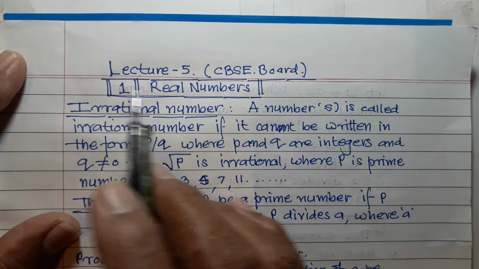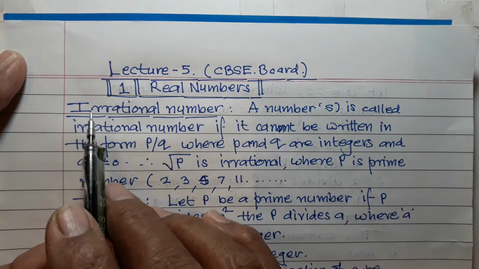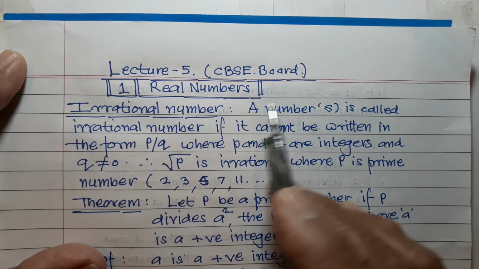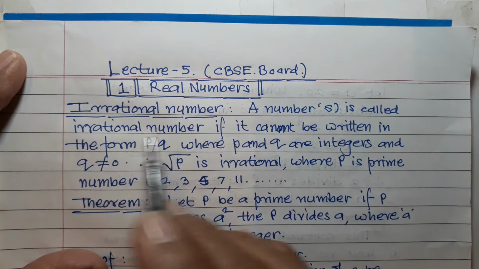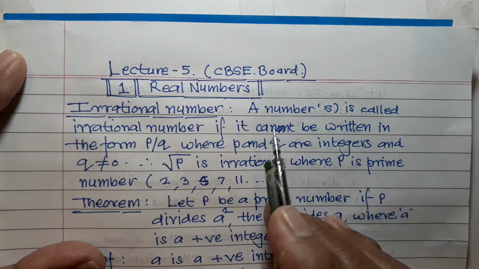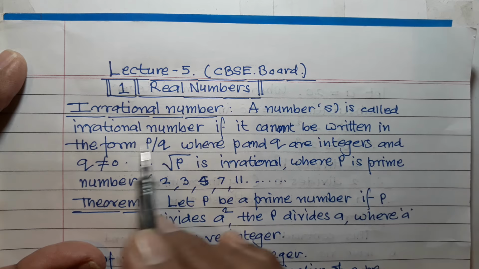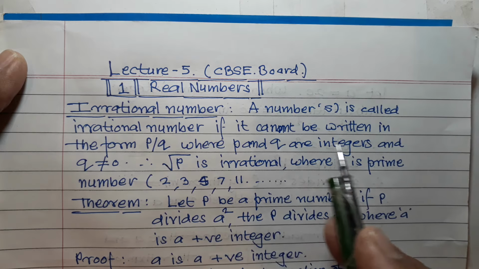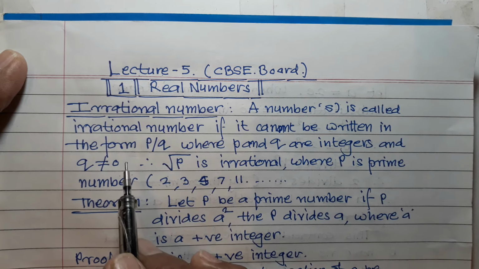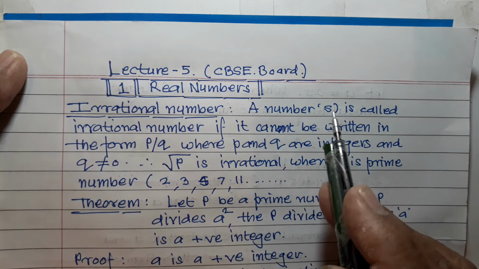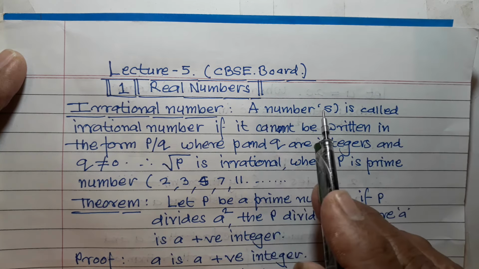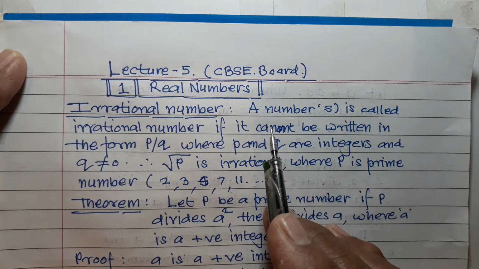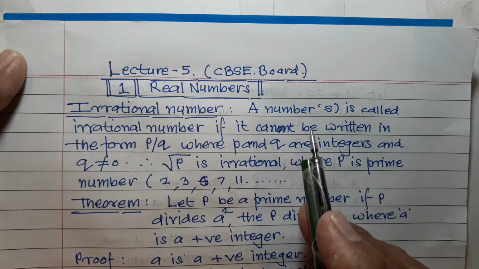In this lecture, I am going to explain to you about irrational numbers. A number S is called an irrational number if it cannot be written in the form p upon q, where p and q are integers and q is not equal to 0. That means a number S is called irrational if you cannot express it in rational form.